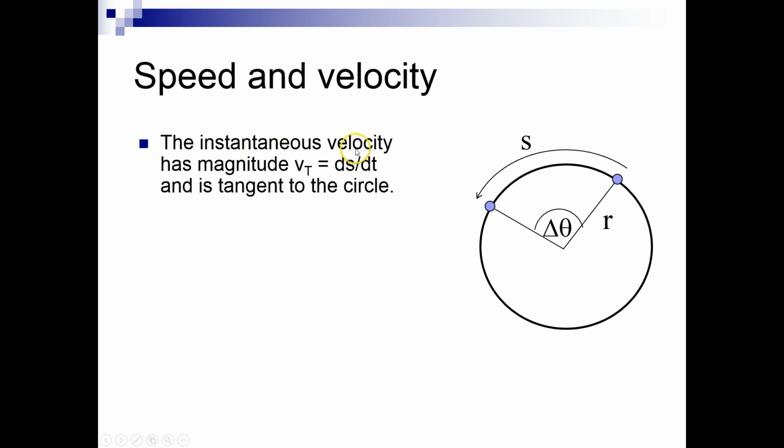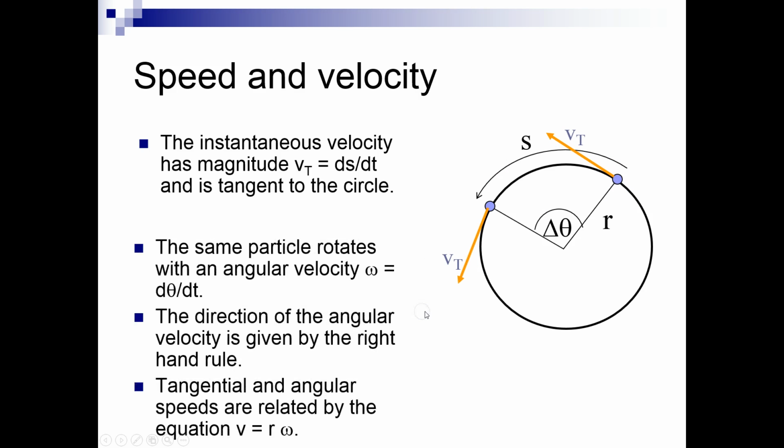The instantaneous velocity, so how fast something is moving at an instant, is just ds over dt, and that's tangent to the circle. So we've got a couple different v_t's here, which are instantaneous velocities. The same particle rotates with an angular velocity. Angular velocity, we use the Greek symbol omega, and that's basically just the change in the angle divided by the change in time. The direction of the angular velocity is always given by the right-hand rule, and the speeds are equated by the equation v is equal to r times omega.